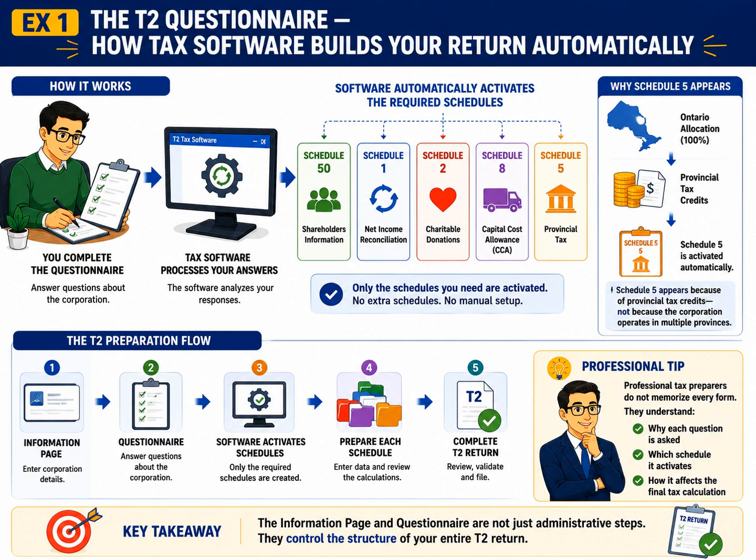The preparation process now becomes very systematic. First, complete the information page. Next, answer the questionnaire accurately. The tax software then activates only the schedules that are relevant to the corporation. After that, each schedule is completed, reviewed, and finally combined into the finished T2 corporate tax return.